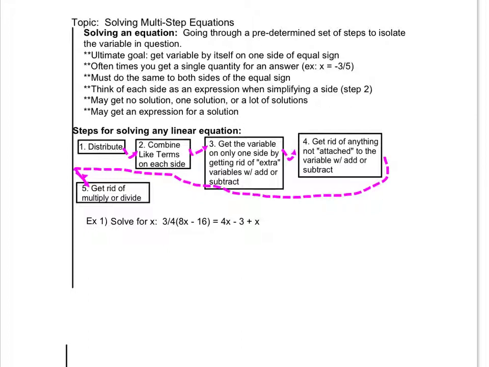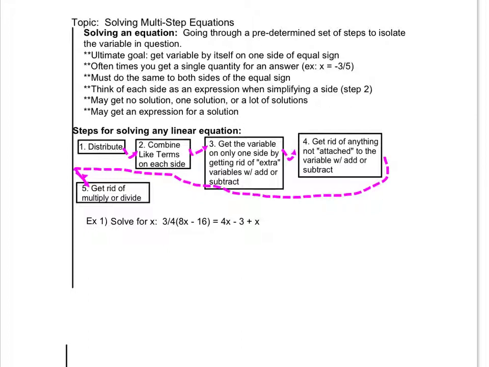So here I have written out the steps for solving any linear equation. We're going to start by distributing if we can't combine what's inside the parentheses. We'll combine like terms on each side of the equal sign. We have to be sure that when we think of each side of the equal sign, we're thinking of it as its own expression. So we're not going to change any signs, we're just going to put them together.